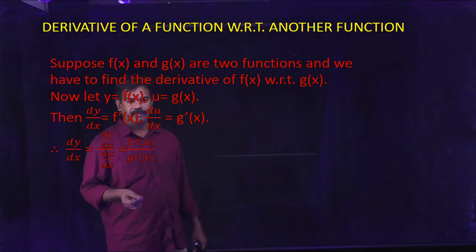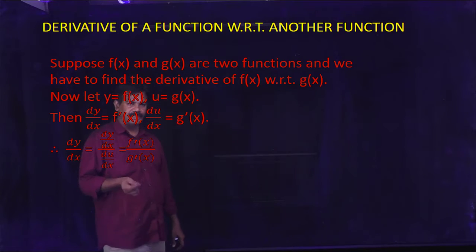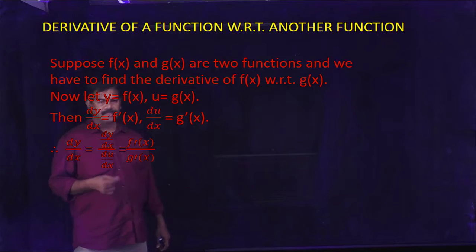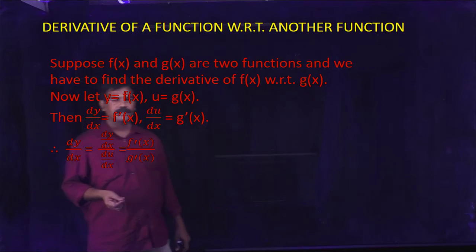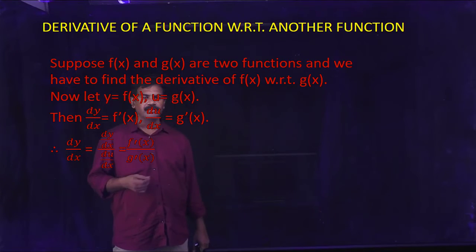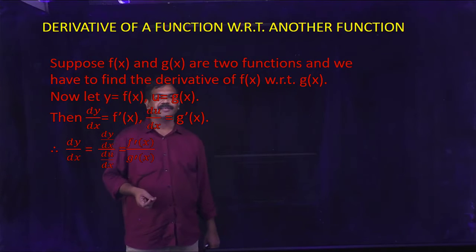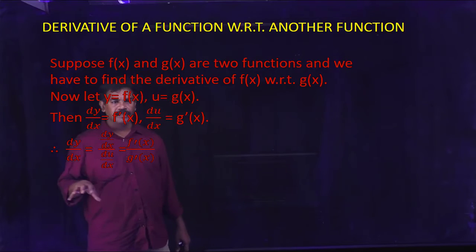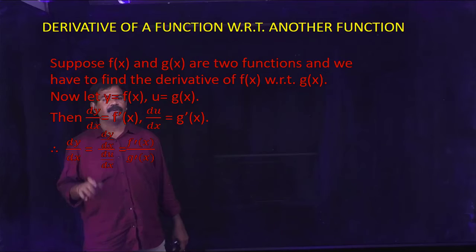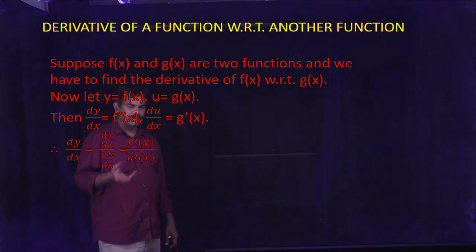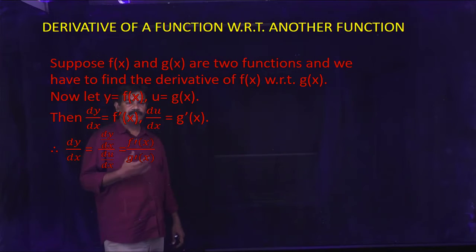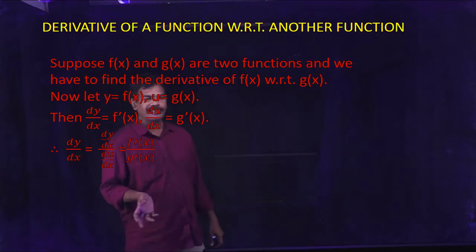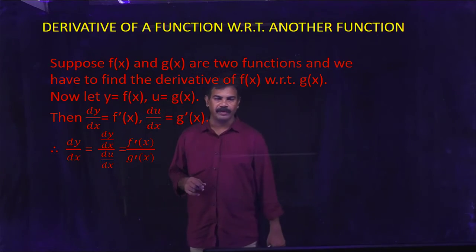Already we know dy by dx is equal to f dash x and du by dx is equal to g dash x. Finally, we get dy by du is equal to f dash x by g dash x. This is the working procedure for the derivative of a function with respect to another function. It is also one of the important methods in public examination, a 7 marks model.